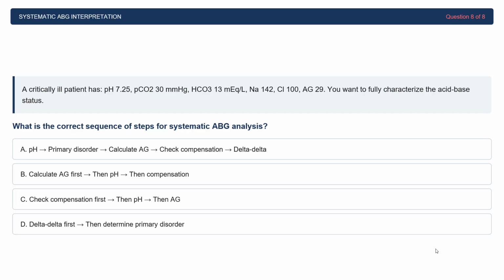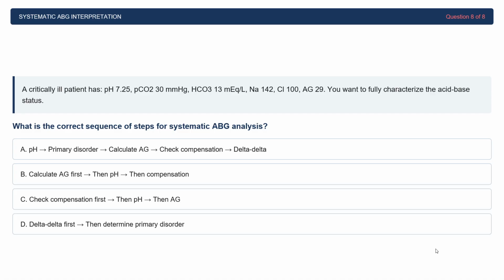So, our last question: you have a critically ill patient who has pH of 7.25, PCO2 of 30, bicarbonate of 13, sodium of 142, chloride 100, and an anion gap of 29. You want to fully characterize the acid base status. What is the correct sequence of steps for systematic ABG analysis?